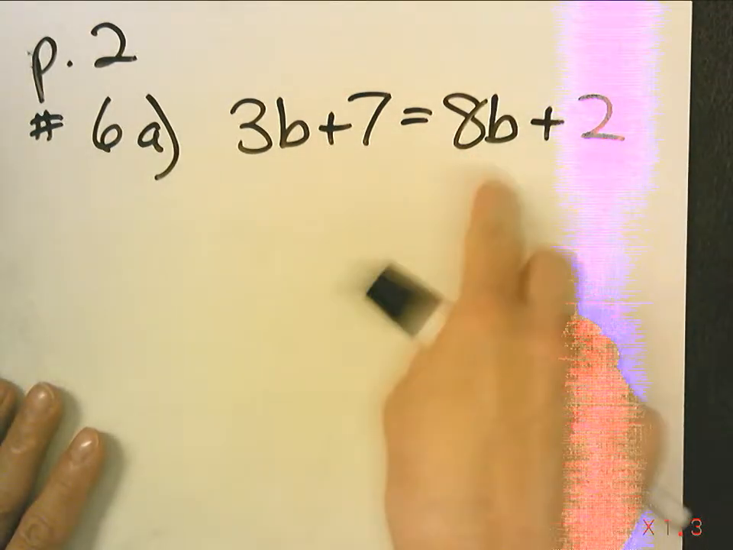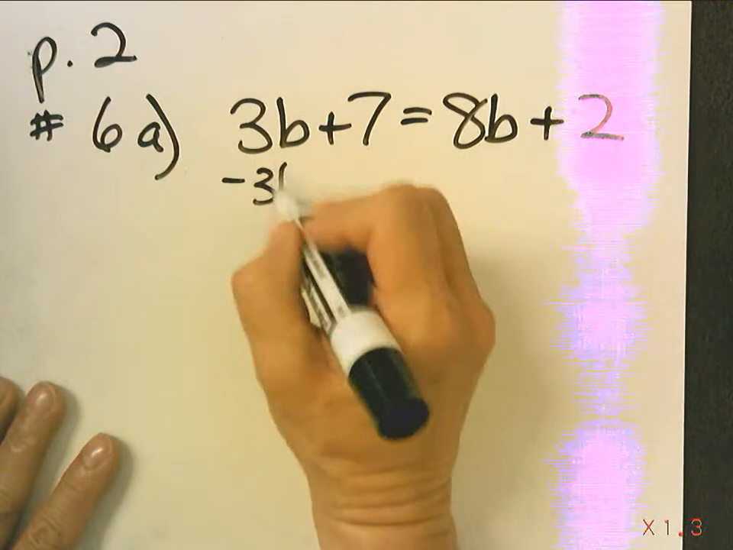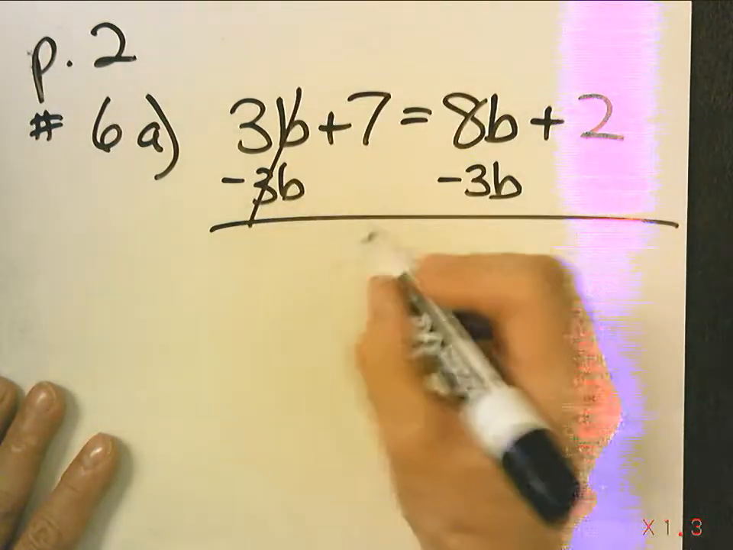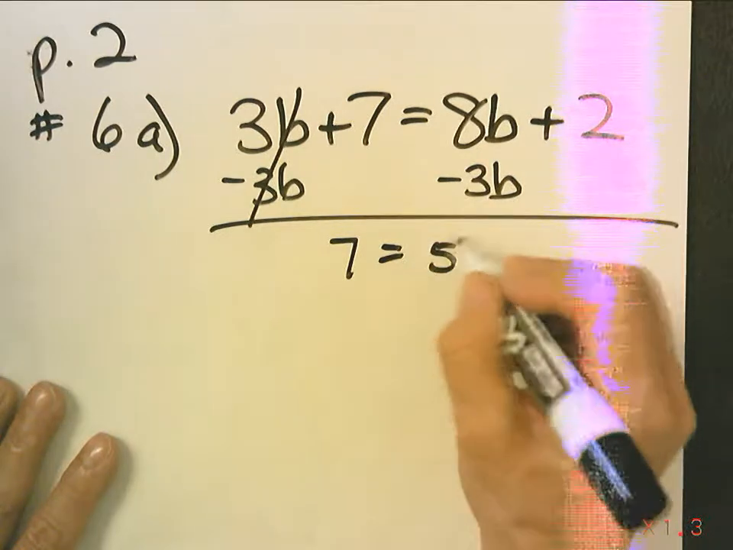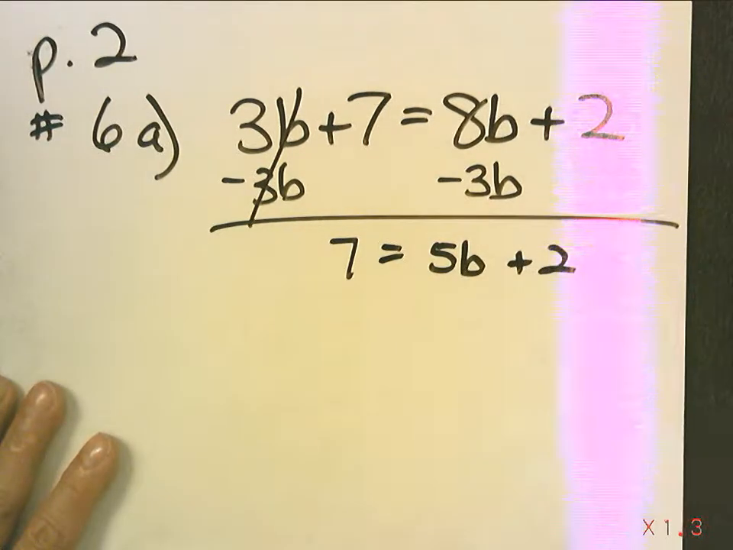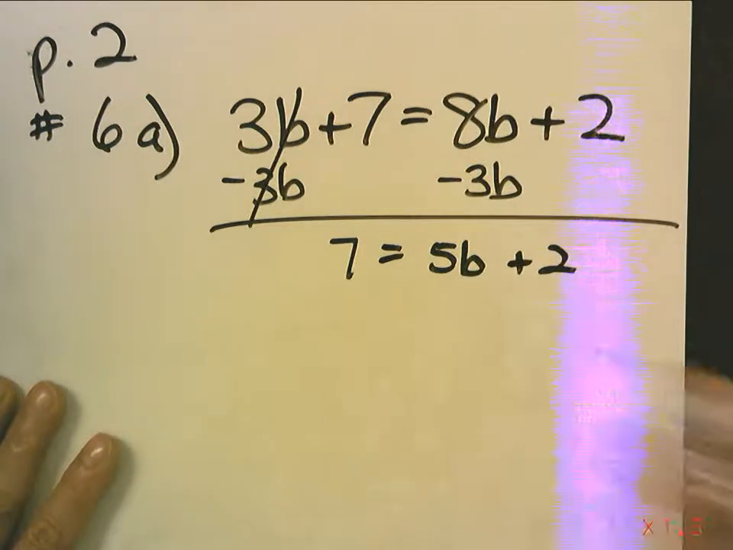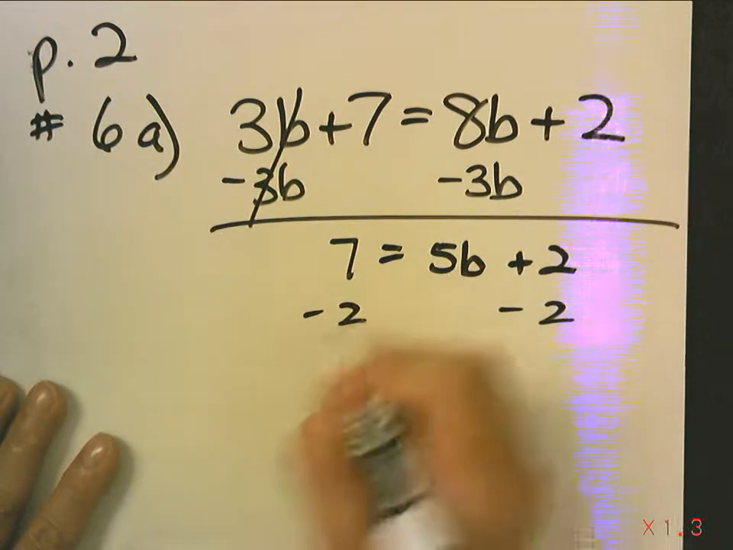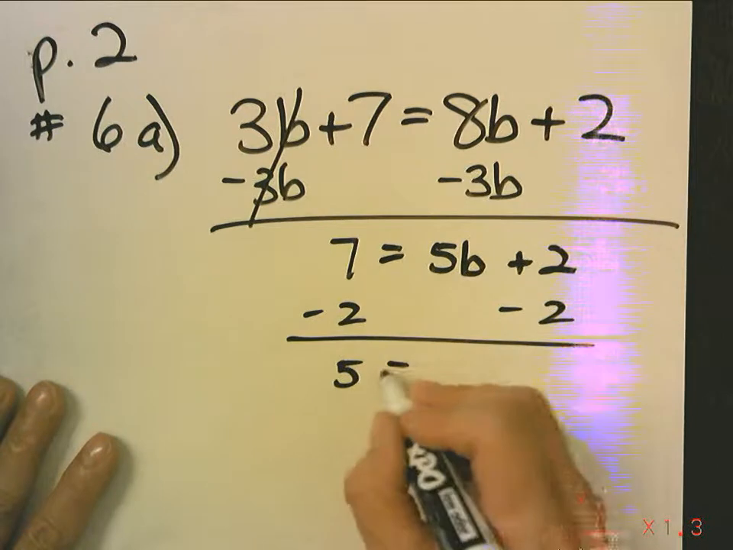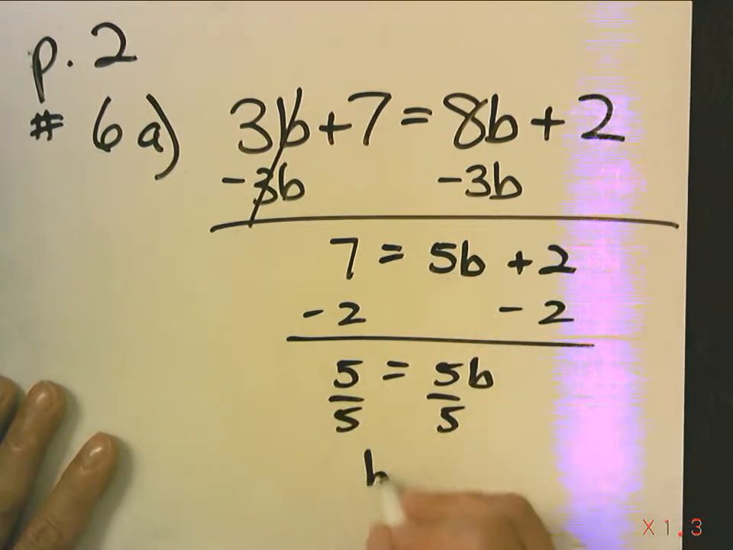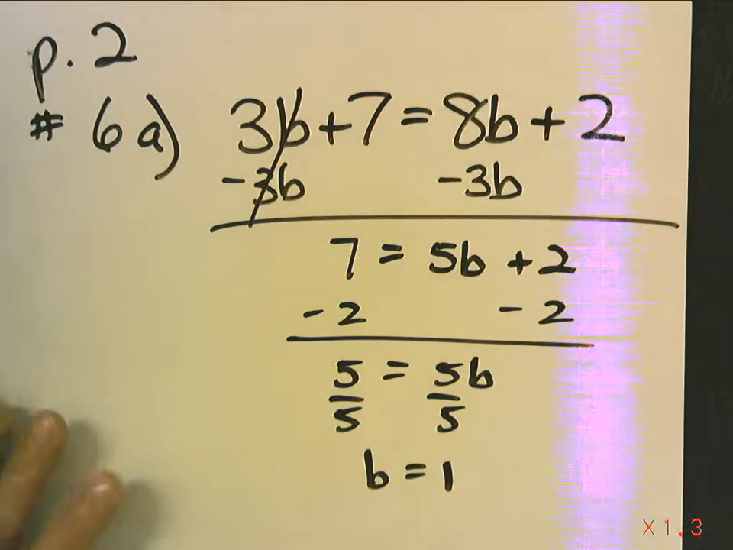Again, I notice a variable on both sides. So I'm going to subtract 3B from both sides. That cancels out. 7 equals 5B plus 2. Notice I keep my equal sign. Now, this is going to be an easy problem. Minus 2, 5 equals 5B, divide by 5, divide by 5, B equals 1.